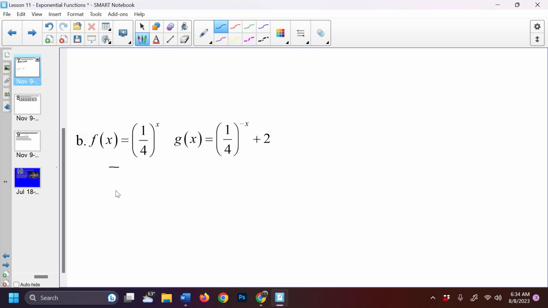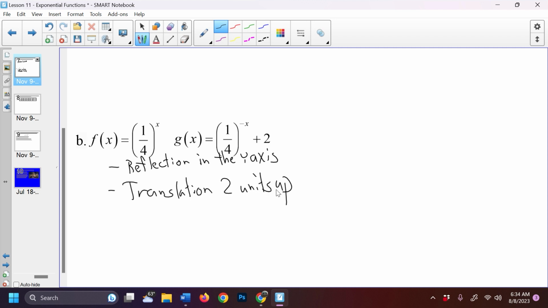I see 2 transformations. If I pick a random number, say x equal to 5, the first thing that happens is that the variable is made negative. That is going to be a reflection in the y-axis. And then this plus 2, after I've done the function, will be a translation 2 units up. And so let's just take a look at those real quick in Desmos.